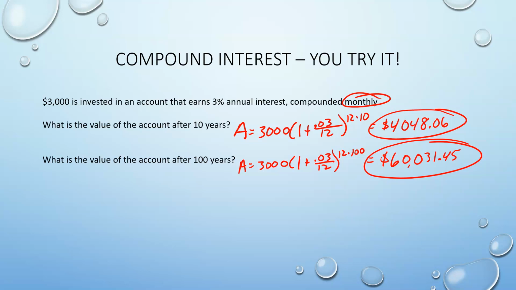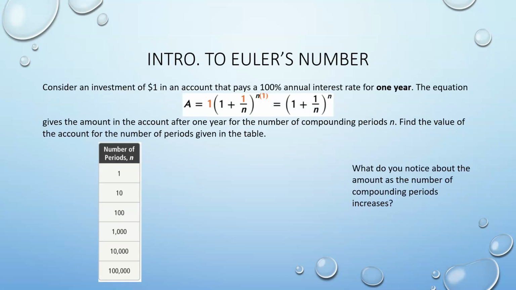All right, so those things are the things you have to be able to do in your homework tonight. The last thing, just for time purposes, is that we could use this idea to introduce ourselves to this thing called Euler's number. Okay, so you can just watch, you don't have to write this down, but it says consider an investment of $1, so that's why this is a 1, into an account that pays 100% annual interest, so that's why this is a 1, for 1 year. Okay, so that's why this is a 1.